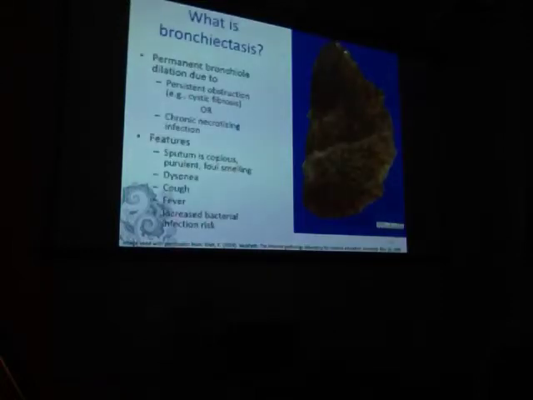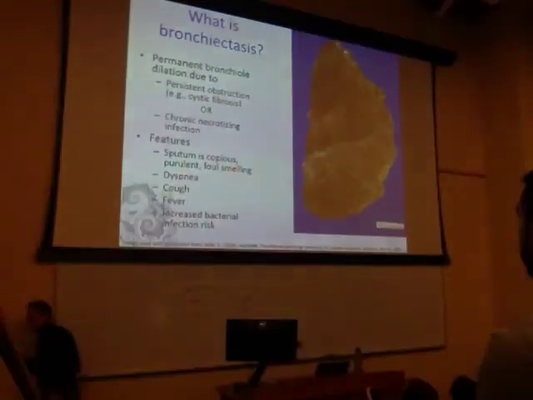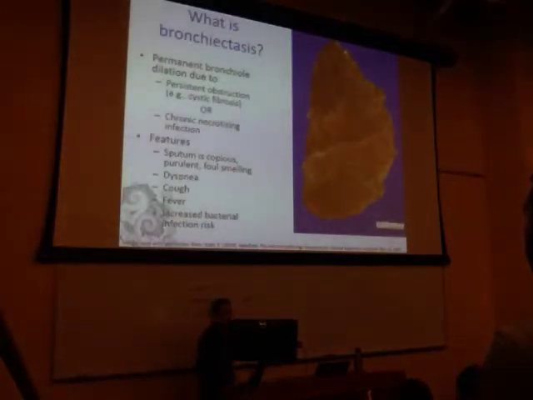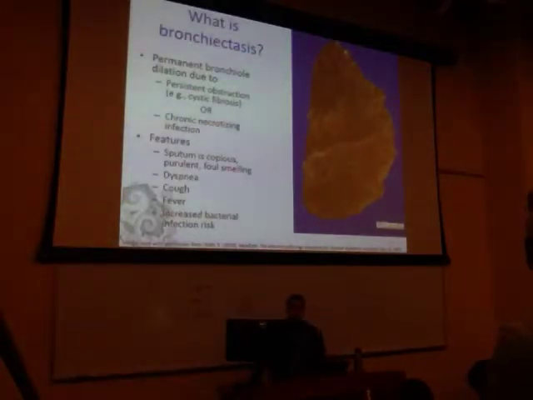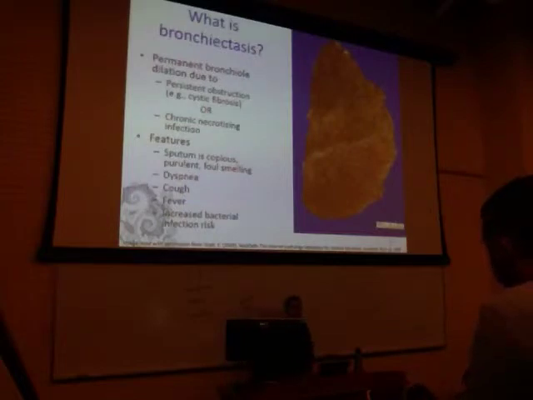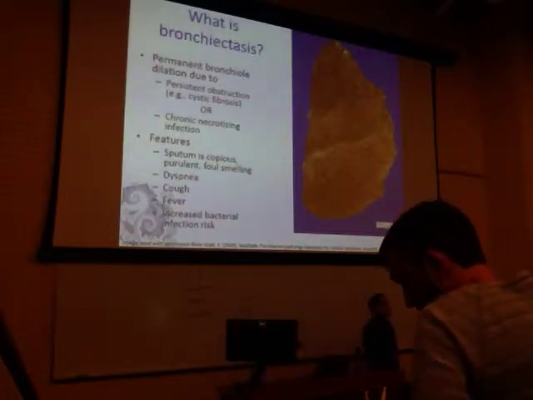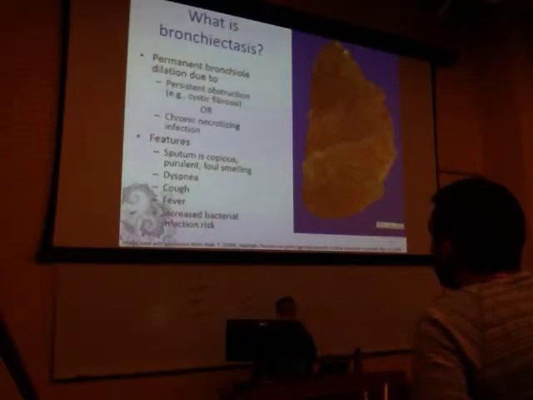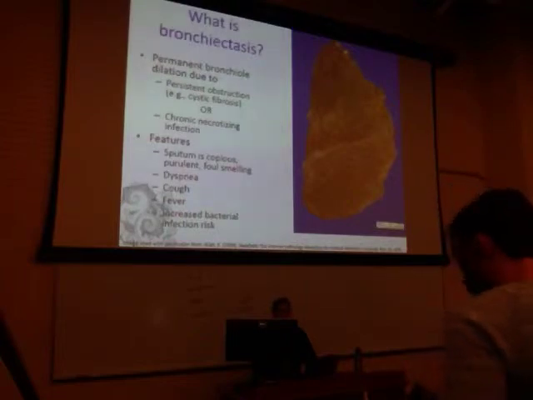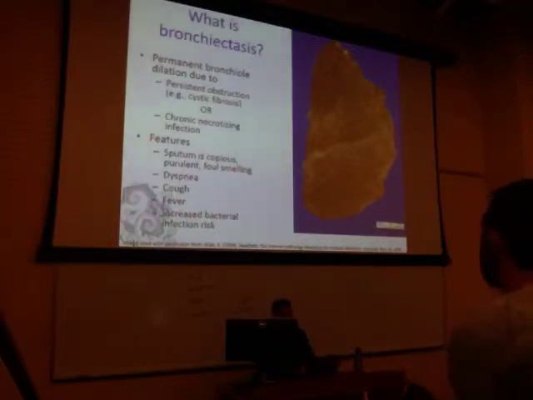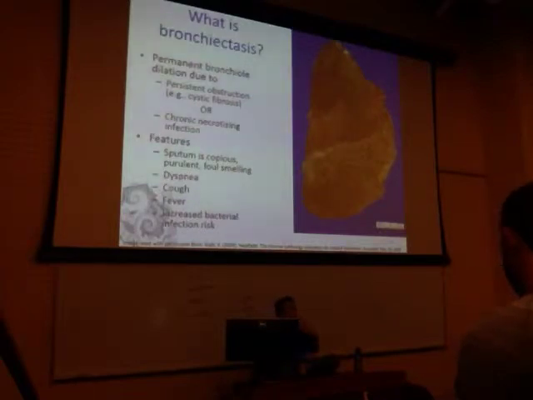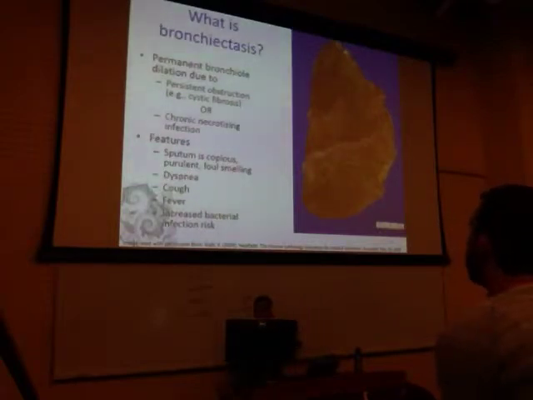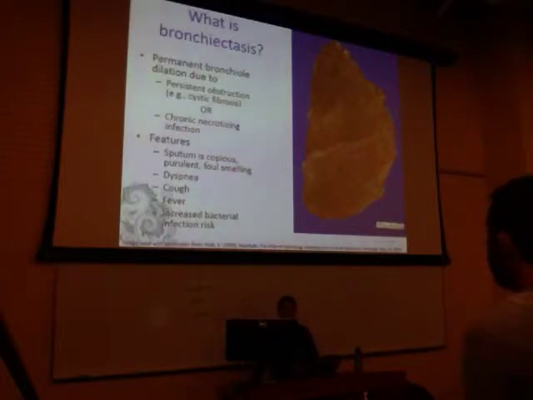Someone asked about bronchiectasis, because they're asking about cystic fibrosis. So bronchiectasis is a permanent dilation of the bronchioles. Usually it's because of a persistent or long-term obstruction that's taking place, like, for example, with cystic fibrosis patients. Or it could be a chronic infection that has a lot of necrotizing tissue present there.